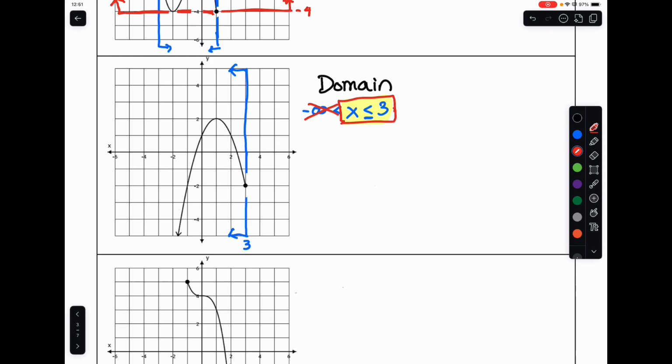Now let's translate this into interval notation. In interval notation, we do have to have a lower and upper boundary, so we do have to write -infinity and 3. We're going to have a parenthesis on -infinity because we do not include that endpoint. And since we do include the endpoint of 3, we're going to use a bracket there. So this would be the domain in interval notation.